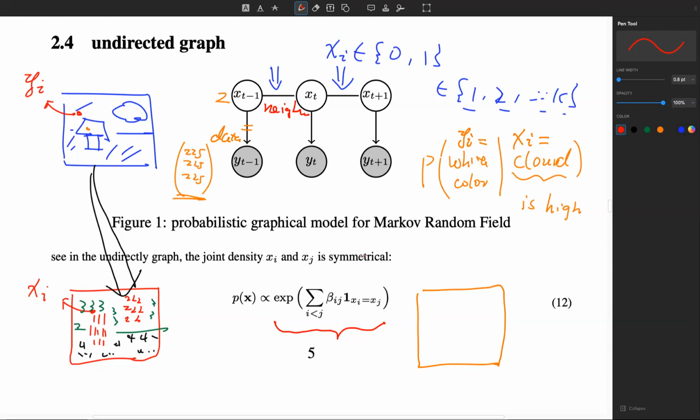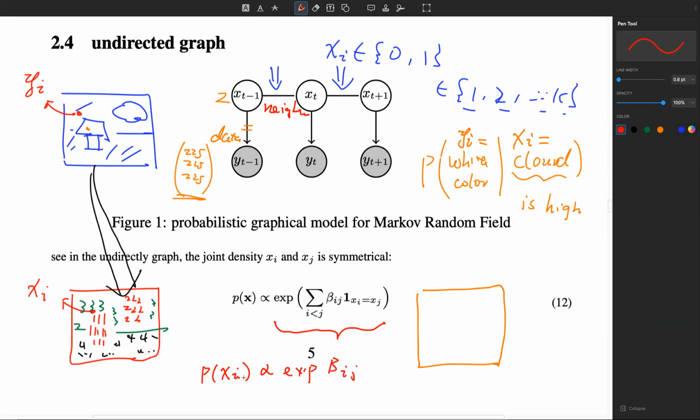It just means that if the neighbors have exactly the same value, so for example, if both are cloud, both equal to 2, then this one will be 1, and that will have beta. So you have exponential to the power of beta, and this is many of the pixels multiplied together. But if you just look at one thing, P of xi is proportional to exp, beta ij.